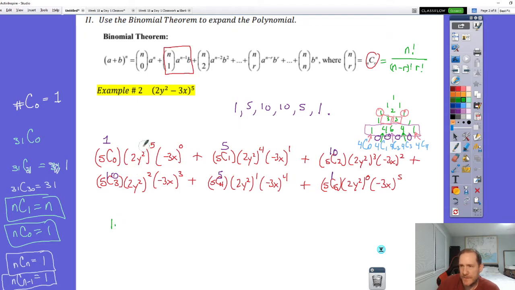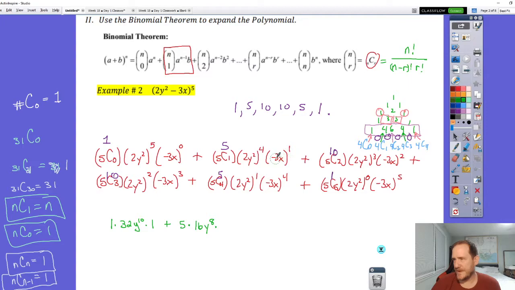times. Now this is 2 to the 5th, that's 32. Y squared to the 5th is y to the 10th. But then negative 3x to the 0 is just 1. So there's my 3 factors. A 1, a 32y to the 10, and a 1. Now in the next term, we have a 5 times 2 to the 4, which is 16, y to the 8th.